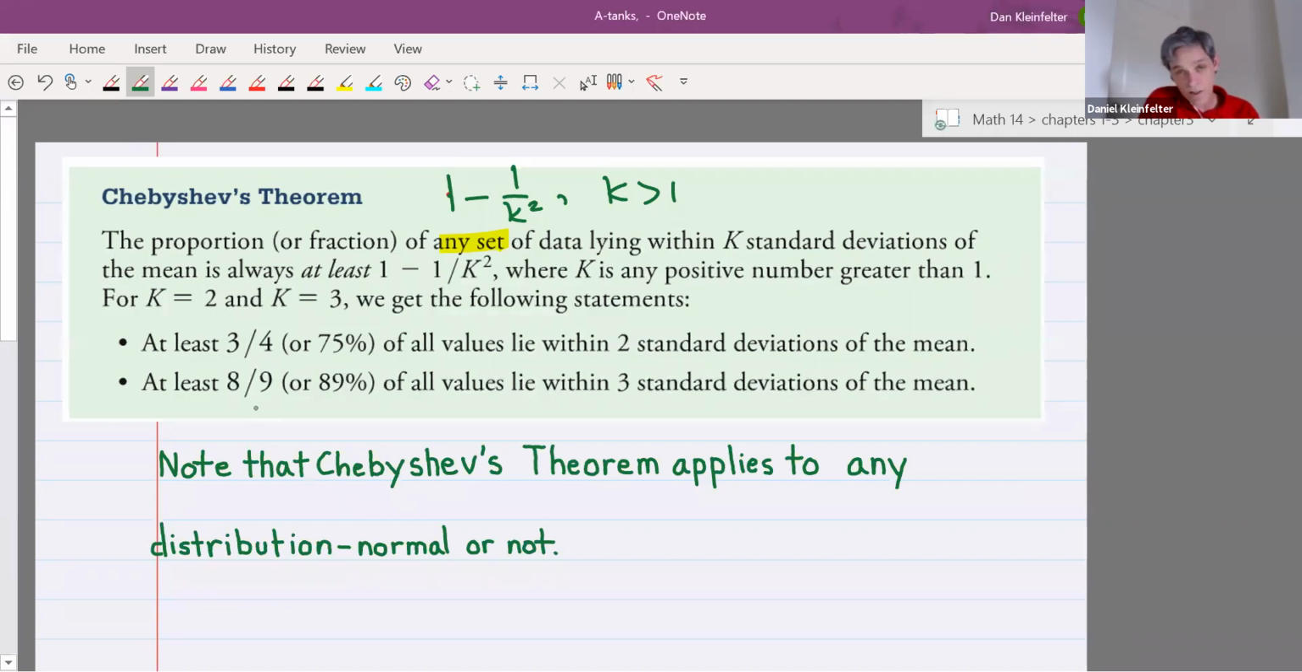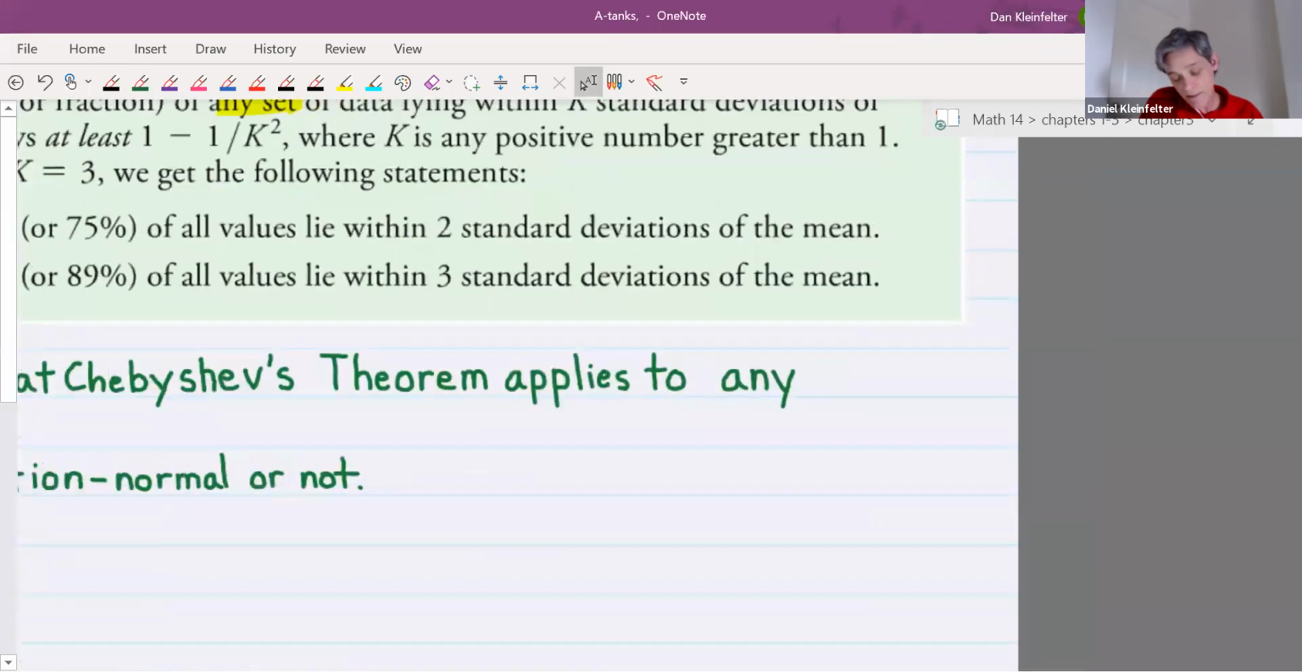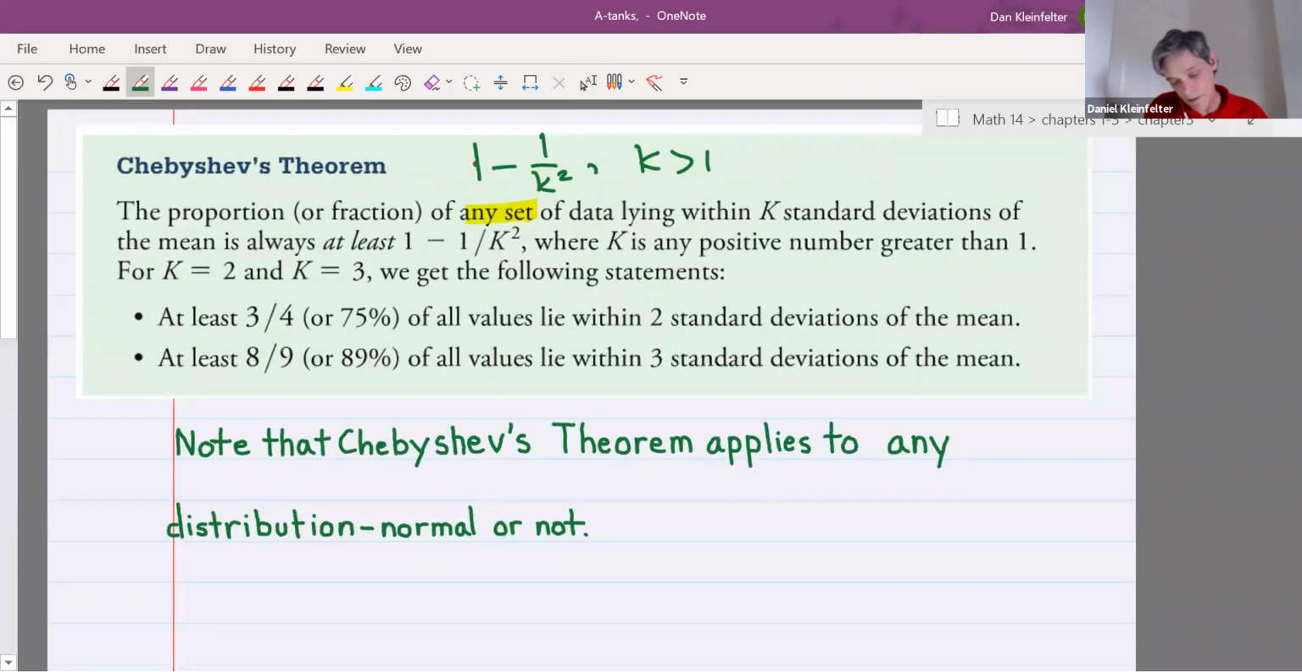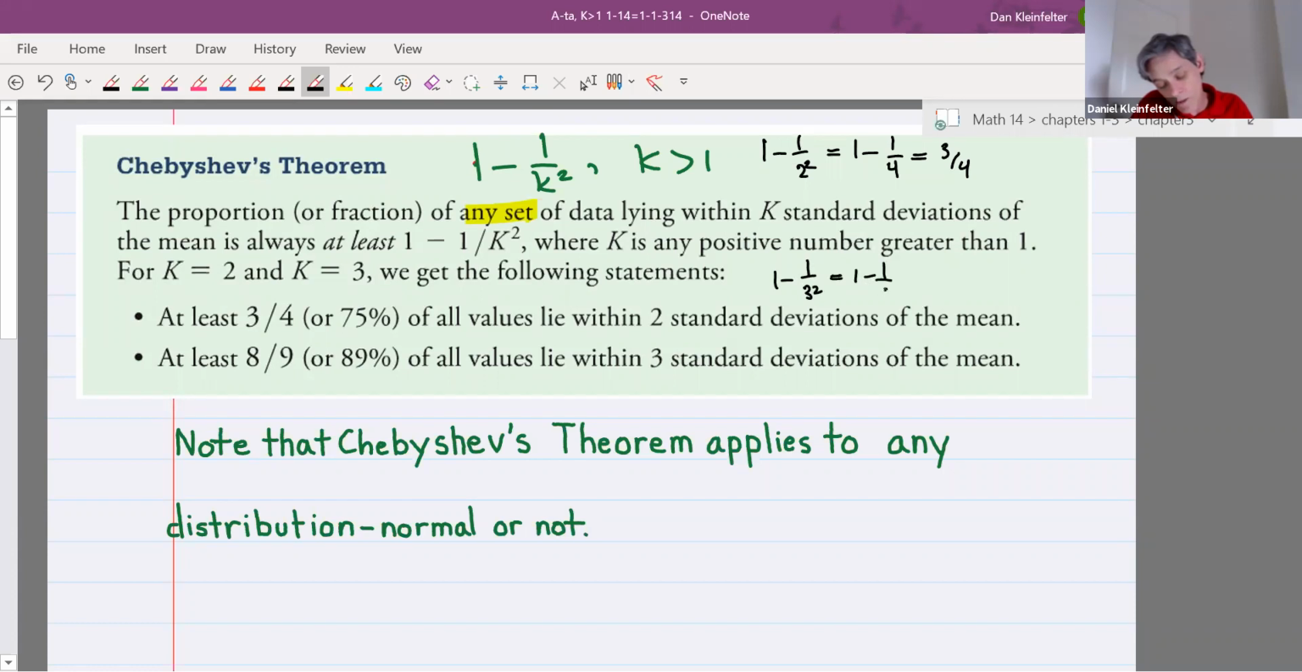One is, where did these 3/4 and 8/9 come from? Let's deal with that part first. That comes from this formula right here at the top: 1 minus 1 over k squared, where k is the number of standard deviations. So 1 minus 1 over 2 squared is 1 minus 1/4, which is 3/4. For the 3, it's 1 minus 1 over 3 squared. That's 1 minus 1/9, and that is 8/9. That's where they're getting the 3/4, which is 75%, and the 8/9, which is 89%.